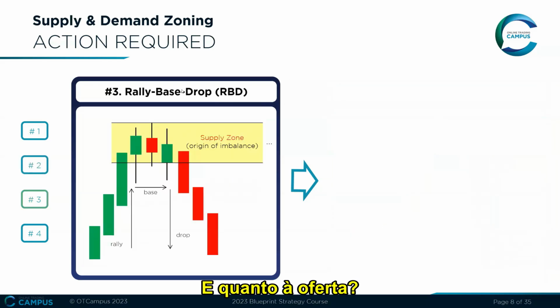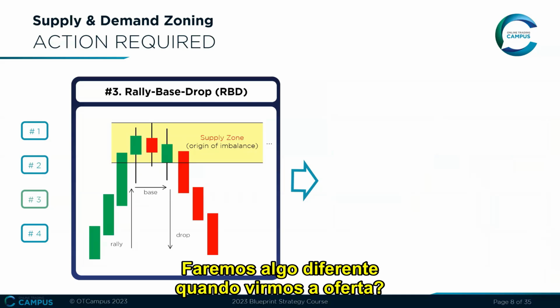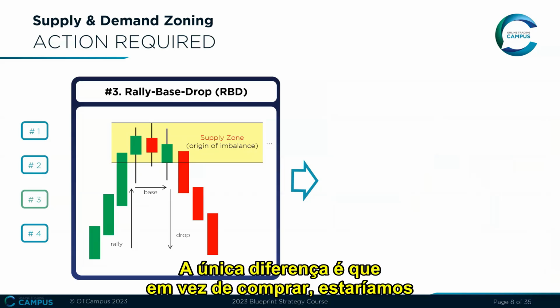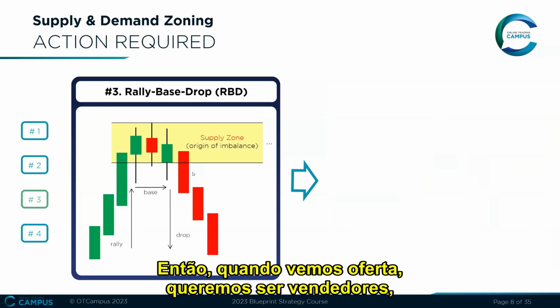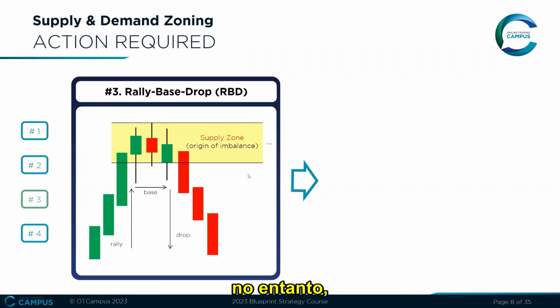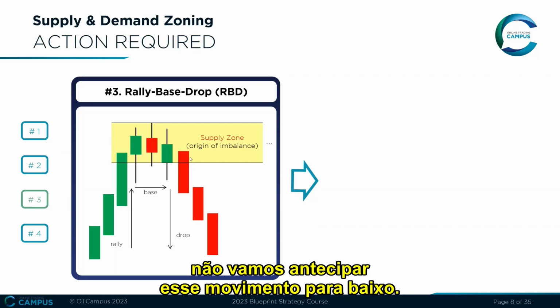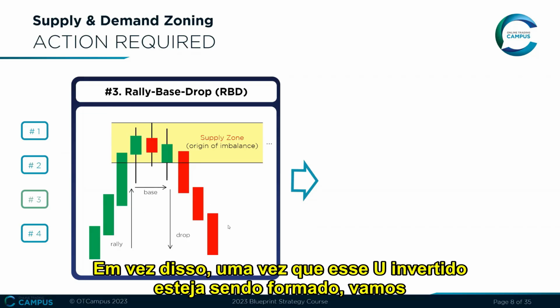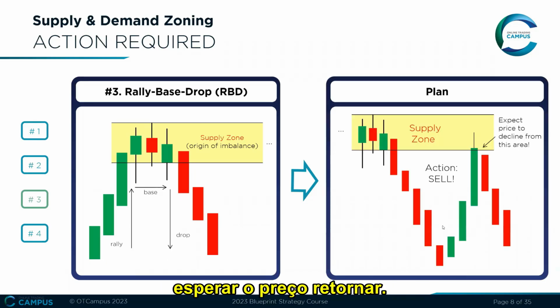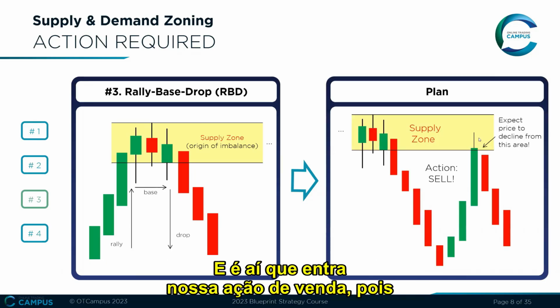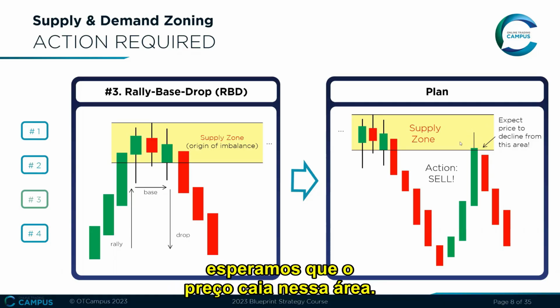What about supply? Are we going to do anything differently when we see supply? Not really. The only difference is that rather than buying, we would be selling, right? So when we see supply, we want to be sellers. However, we're not going to anticipate this move to the downside. Rather, once that inverted U is being formed, we're going to wait for price to come back. And then that's where our action to sell comes in, as we would expect price to decline from this area.